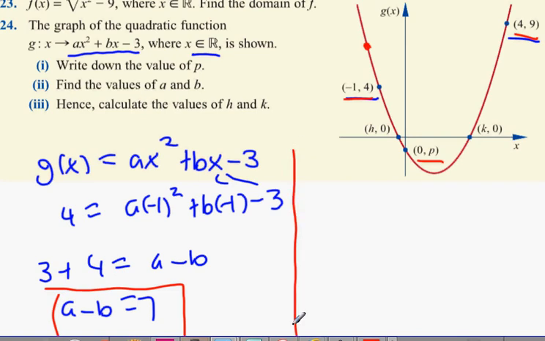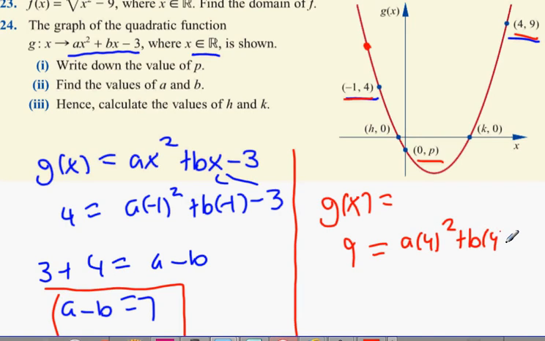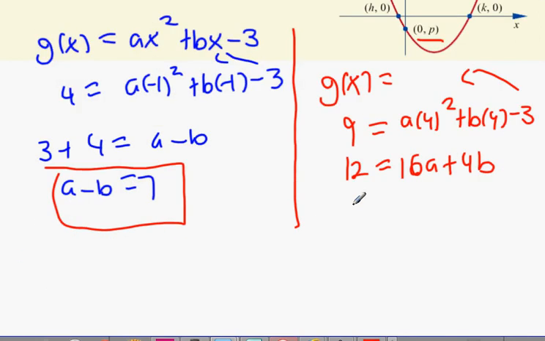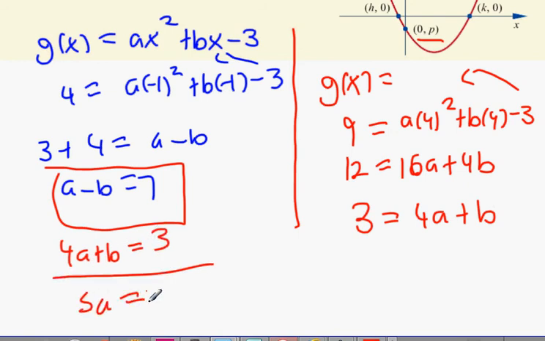Okay? So what I say next is g of x equals, g of x is 9, and 9 is going to be equal to a times 4 squared plus b times 4 minus 3. Bring the minus 3 over here, so we're going to get 12 equals 16a plus 4b. Recognise that they're all multiples of 4, so I'm going to get 3 equals 4a plus b. Lucky for me, when I add them both down together, they are going to cancel. I'm going to get 5a equals 10.